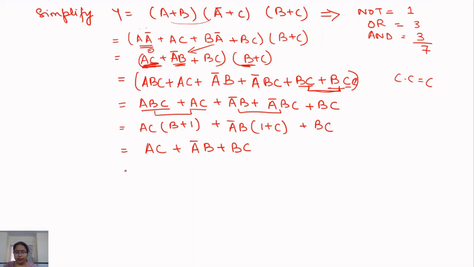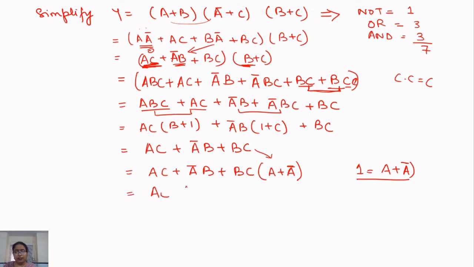Now again reducing it, it is equal to ac plus a bar b. How can you reduce it? Now this is an important step, you have to see it. This is bc into, now 1 can be written as a plus a bar. I can write 1 is equal to a plus a bar, right? Just for the simplification purpose, I have written 1 here like this.